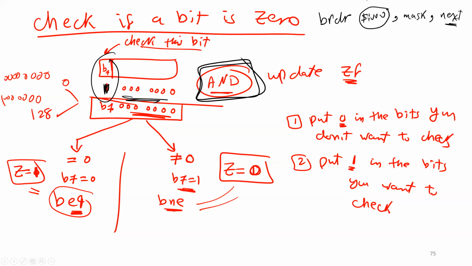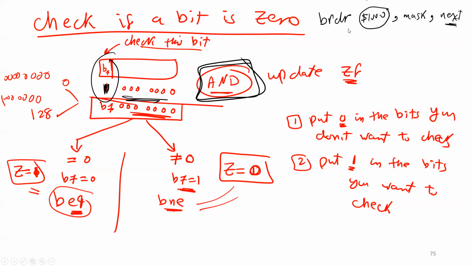So here you have to give me an address for a memory location. You have to give me a mask. So this mask should tell me which bits you wanna check, right? And then where you wanna branch. So the way this one should work is we are gonna branch to next if the bits you wanna check are clear.